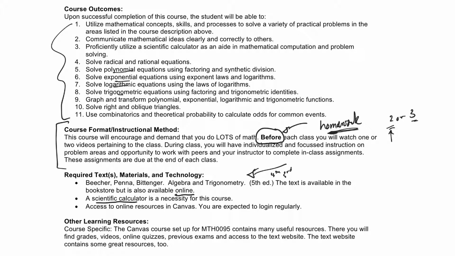I think it's about $100 or something online. You need to get a scientific calculator, one that has a sine, cosine, tan. If you have a graphing calculator, that often will help, but it's not required.